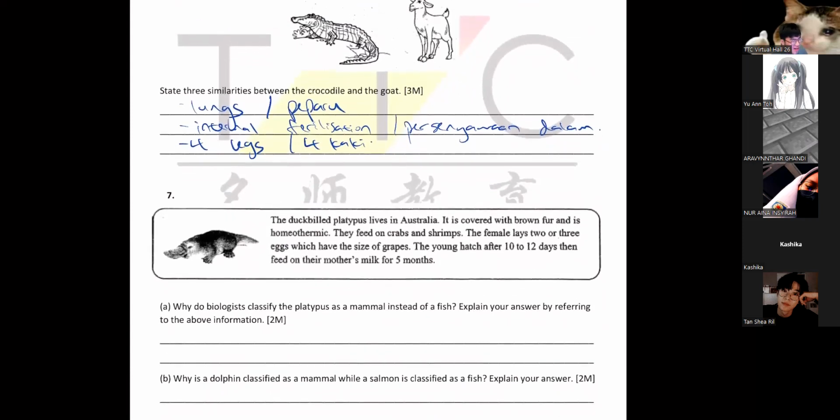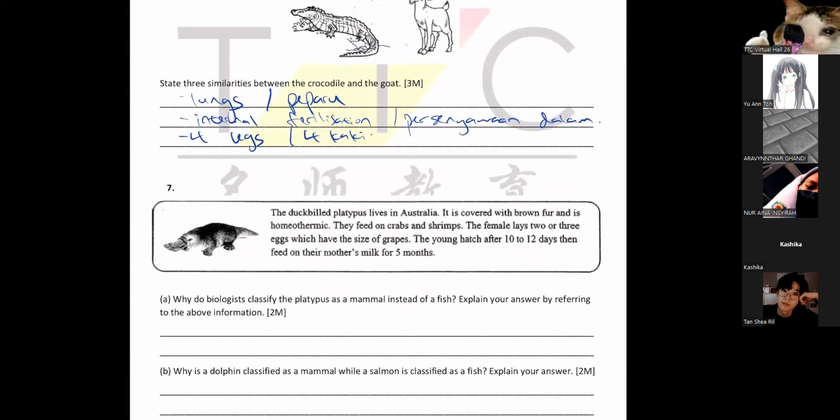Okay, moving on. Then this is your platypus lah. Okay, what is this called in BM? Is it called platypus too? What is platypus called in BM? I also forgot already. So they live in Australia. We don't really have platypus in Malaysia.